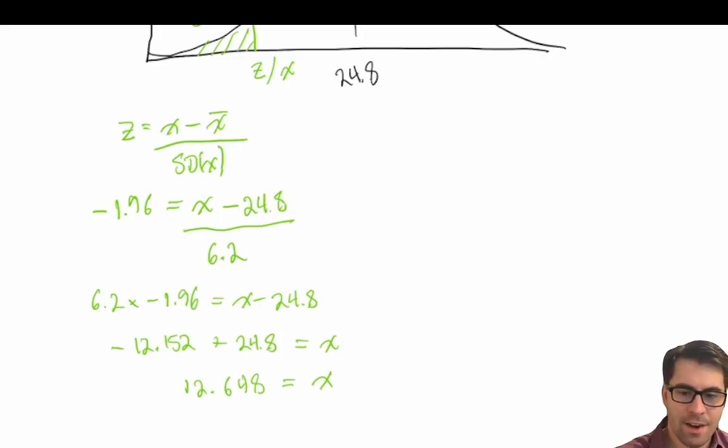And just like that, we have done our introduction to our normal distribution. We've learned about the standard normal distribution, and we've learned how to calculate and derive probabilities from z-scores.